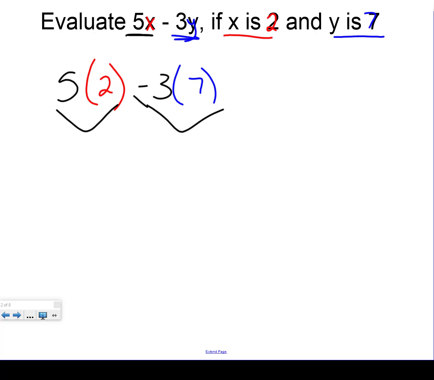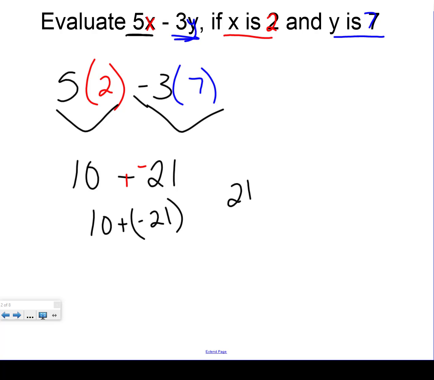And so when we multiply, we end up with 5 times 2. Both signs are the same, so the answer is positive, so I get 10. And on this one, signs are different, so the answer is always negative, and 3 times 7 is 21. So now I have a subtraction problem that I need to change to addition and change the sign of the number that follows. So I end up with 10 plus a negative 21. Signs are different, so I'm going to subtract, and I end up with 11.